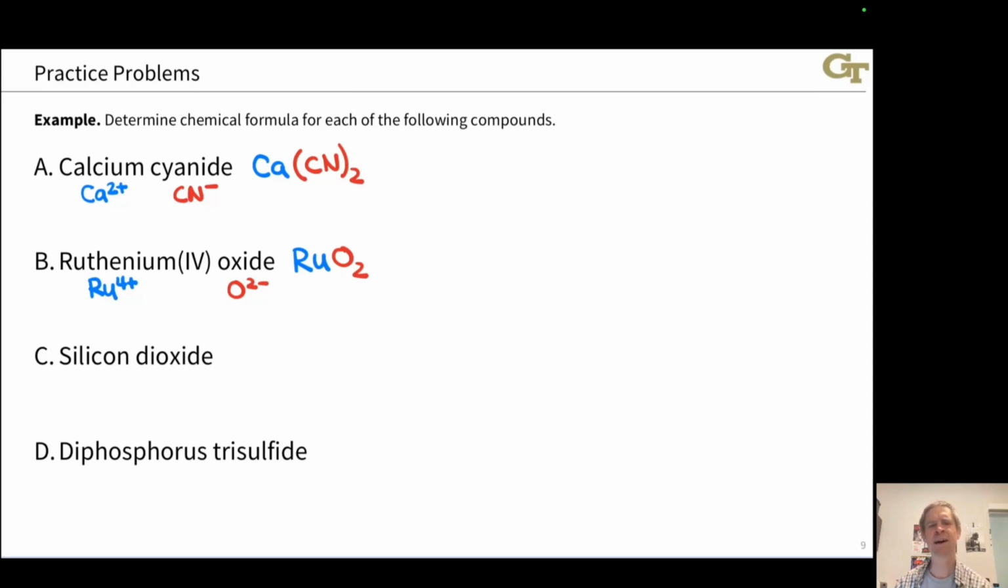In C, we have silicon dioxide. Now, silicon is a metalloid, and so it's a bit ambiguous whether we're looking at an ionic or a molecular compound. Generally, though, when silicon bonds with oxygen, we're going to assume that this is a molecular compound and follow the conventions for molecular compounds. And in fact, the dioxide in the name points to a molecular compound, right? Since there's a prefix here indicating how many oxygens there are per silicon, right?